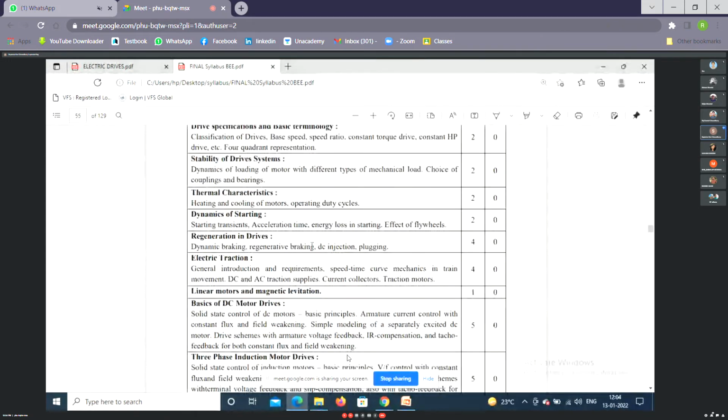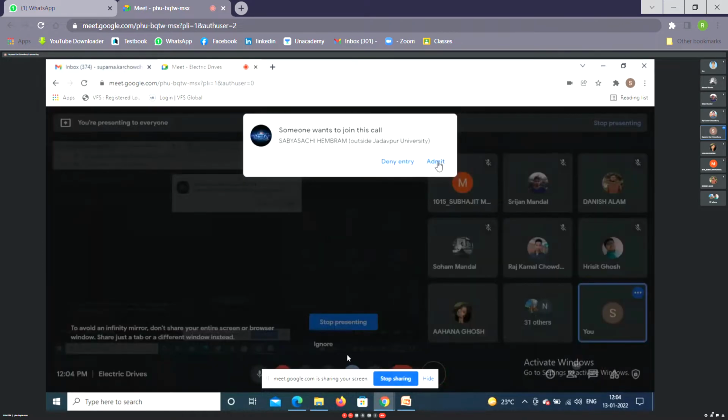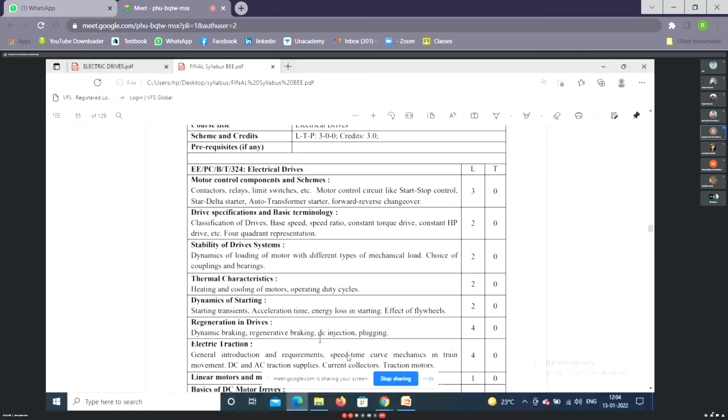Now, this portion, obviously, you can see is mainly theoretical, because for any drive system, study of transients and stability are important. Actually, previously it was included in your machine syllabus, but now, as the number of papers is only 3, this portion has to be included in drives. So, for this, I will just give a basic.